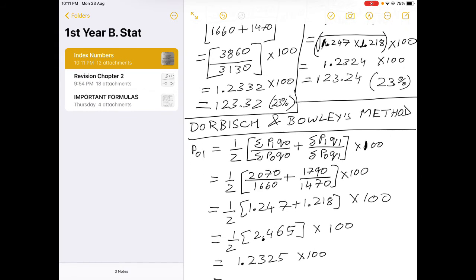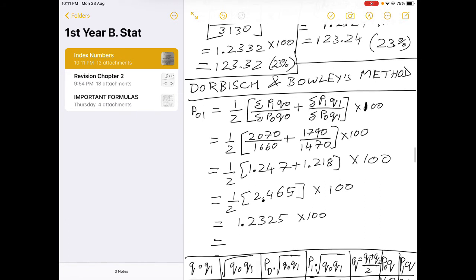So here again we add 1.247 plus 1.218, and as a result we get 2.465, and we take the average of this. So I divide it by 2 to get 1.2325 into 100, which works out to 123.25. So by Dorbish and Bowley's method, the inflation is 23.25%.